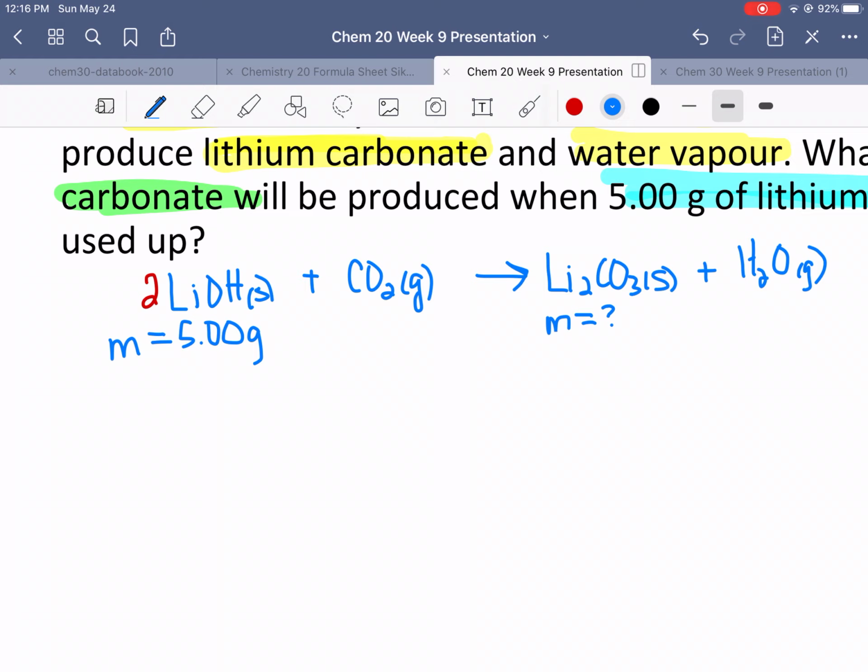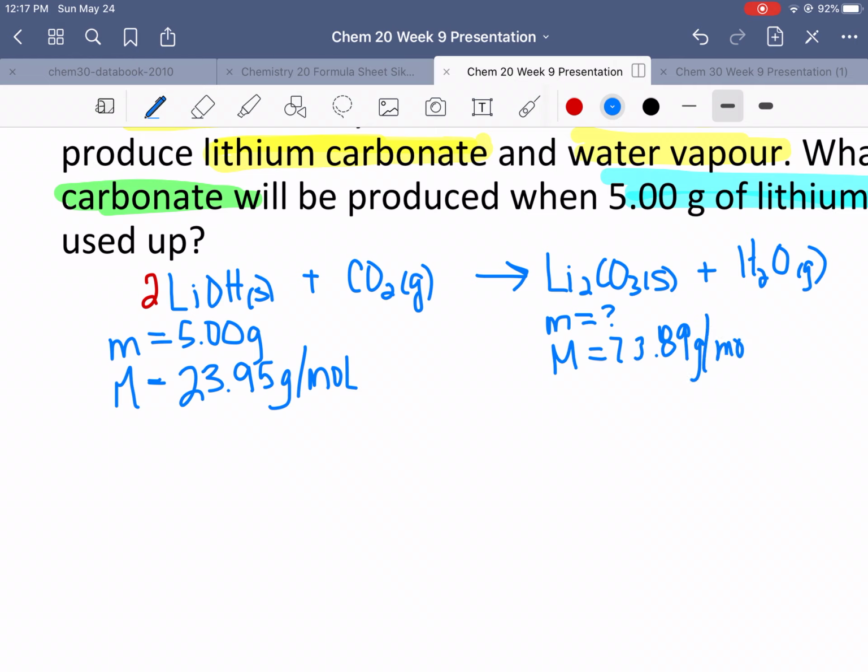Don't forget, 2 other things that are given to you are those molar masses. So calculate them, figure them out. This is one of those steps that is worth double checking. Number crunch them twice, because if you get them wrong, the whole rest of the question is wrong. And that's a huge pain. So number crunching molar masses twice, well worth your time. Molar mass of lithium carbonate is 73.89 grams per mole.